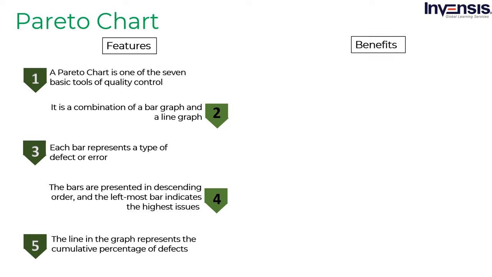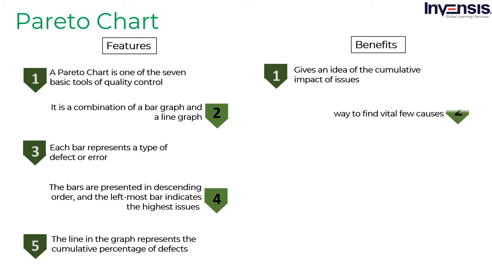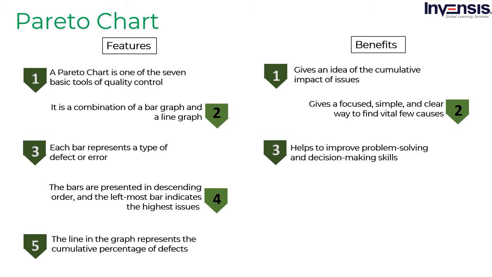Now let us see some of its benefits. Pareto charts have many advantages. They help to prioritize the top issue for a problem and try to eliminate it first, thereby reducing the chance of waste. Then, it gives a clear idea of the cumulative impact of issues, enabling better corrective and preventive action. Later, it gives a focused, simple, and clear way to find vital few causes, and helps to improve problem-solving and decision-making skills. Also, it improves the effectiveness of quality management.